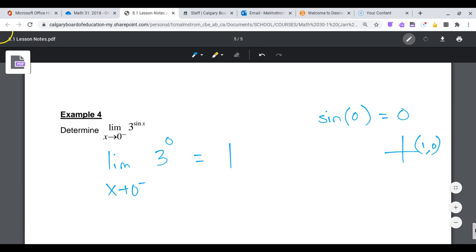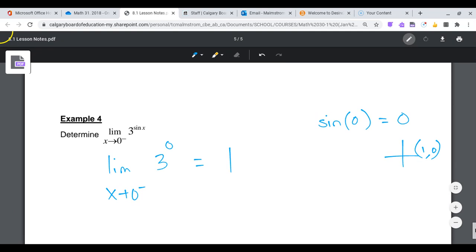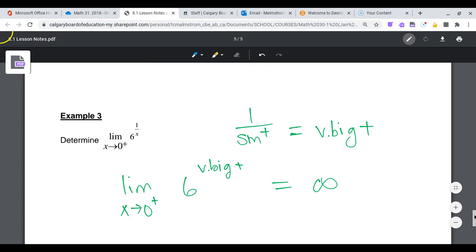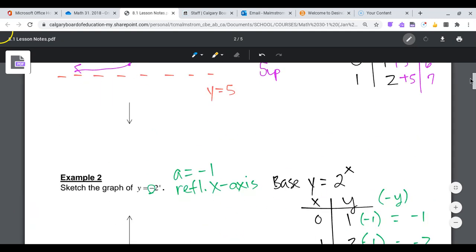Again, these limits are not super fun. They're just really more about analyzing what's happening so we know something about the curve sketch down the road. All right, that's the end of 8.1.